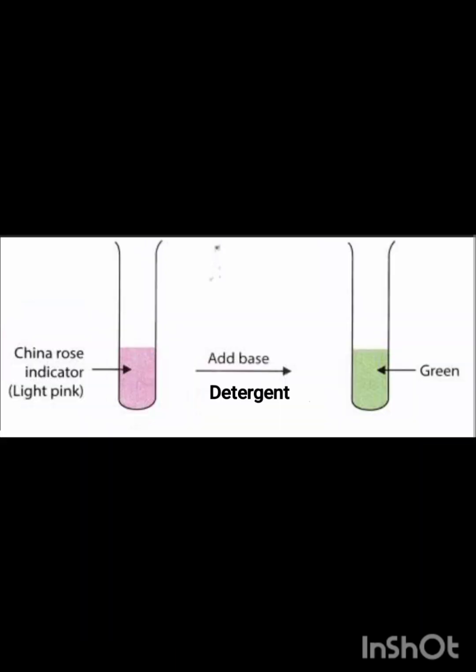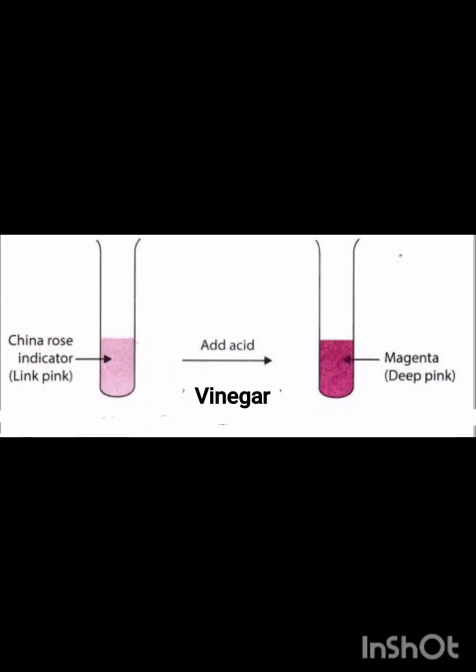When a China rose indicator is mixed with a detergent solution, the indicator will likely turn green. This is because detergent is a base and China rose acts as a natural pH indicator that turns green in basic solution. Okay? When China rose indicator is mixed with vinegar, the color will change to magenta. This is because vinegar is acidic. Okay? And China rose indicator turns magenta or dark pink in the presence of acids.